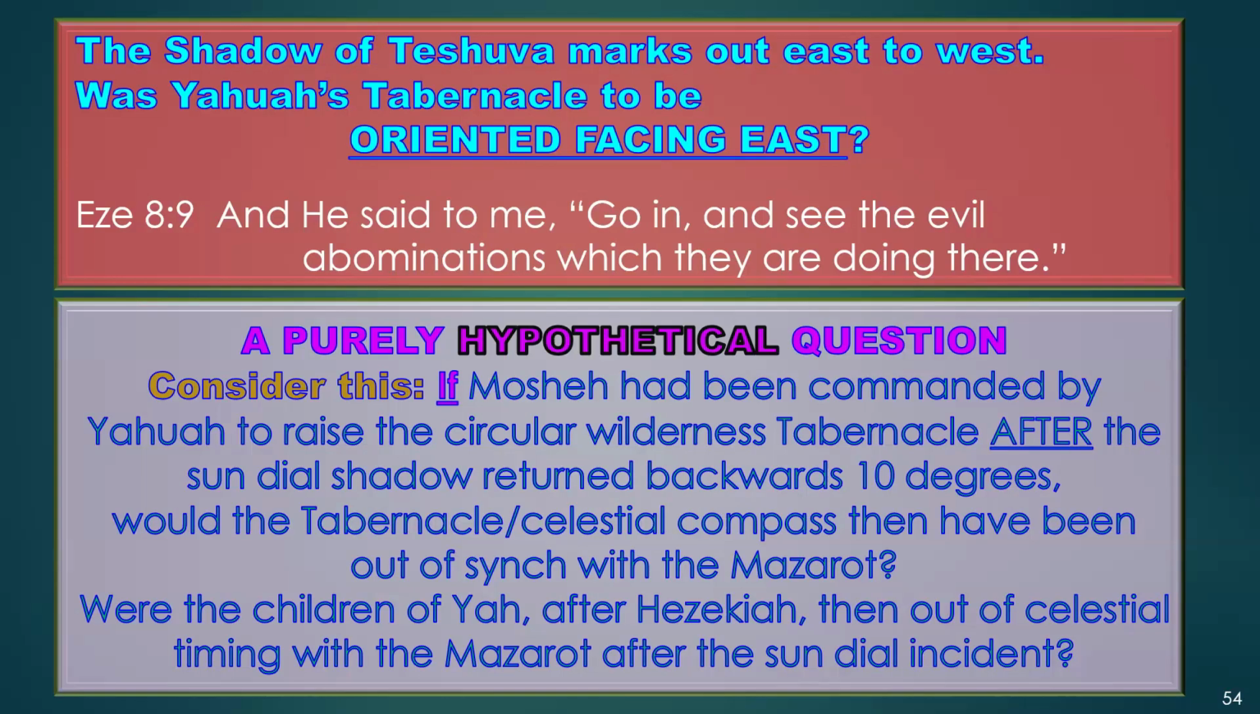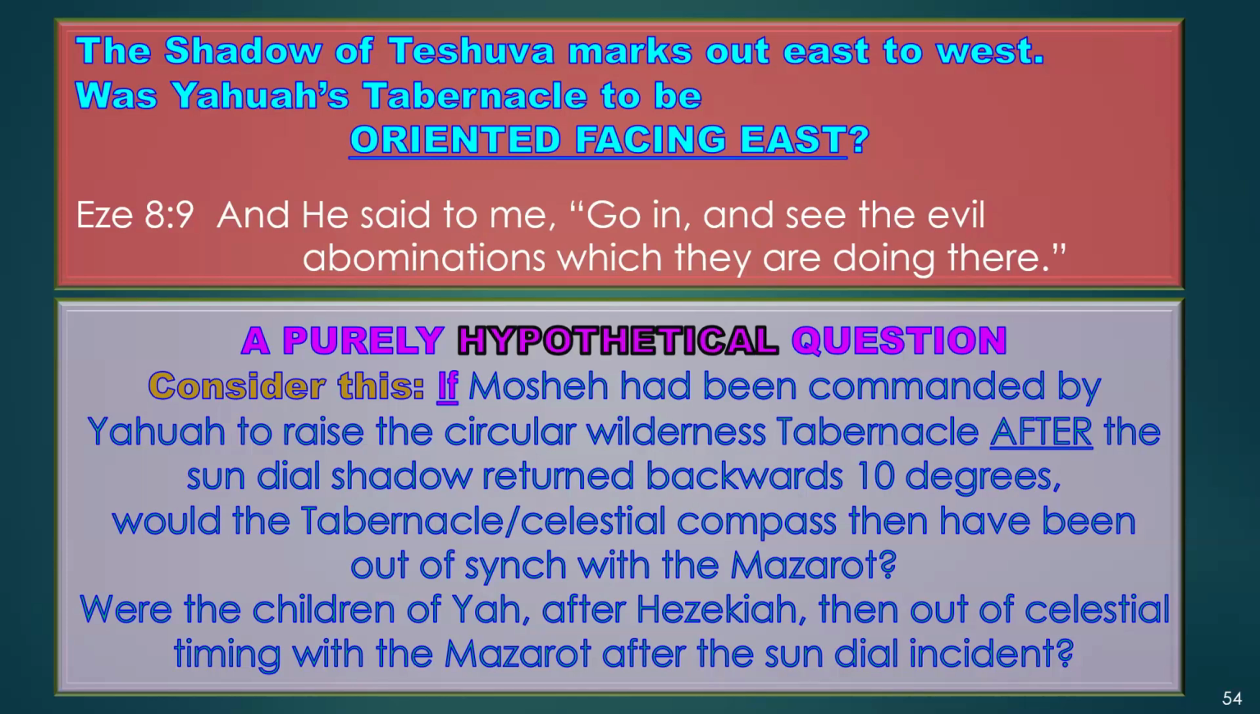What does Ezekiel have to say? Ezekiel 8, verse 9. And he said to me, go in. Go ahead, is what he said. Go in and see the evil abominations which they are doing there. He's pointing to Ezekiel. Look, open your eyes. Is this calendar or not? You decide.